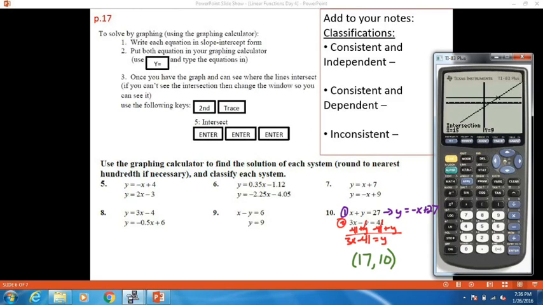If you can't get that or have any questions, be sure to email or send me a Remind message, or ask in class. But hopefully we're good to go with solving systems of equations by graphing, and we'll talk about how to solve them algebraically in class tomorrow.